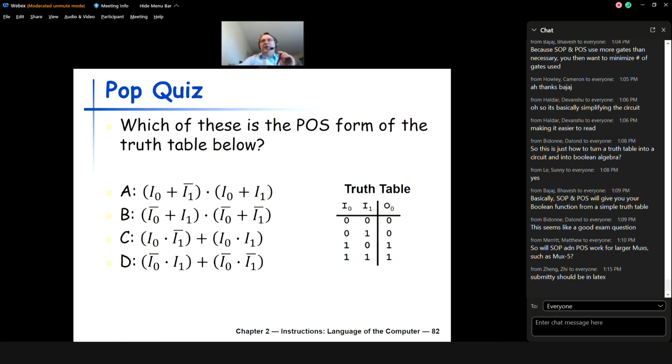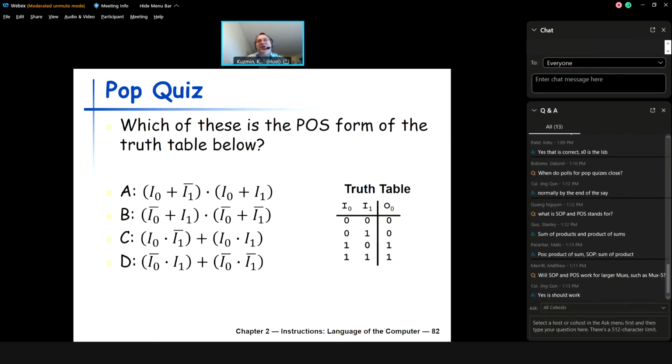Yeah, SUBMIDI should be in LaTeX. Yeah, I wish I could use LaTeX on SUBMIDI, but sorry. Good suggestion, good feature request for SUBMIDI devs.